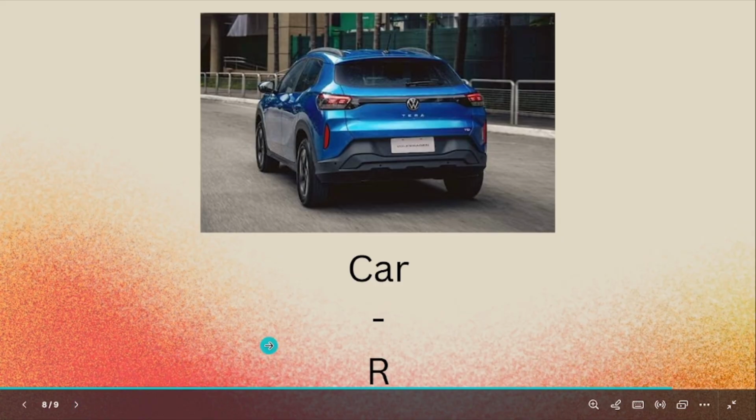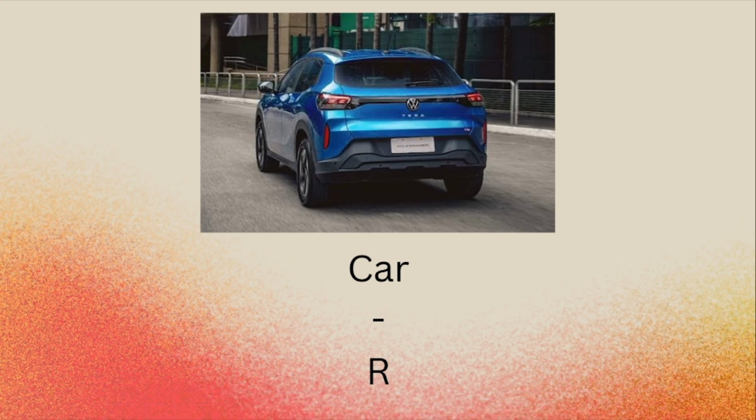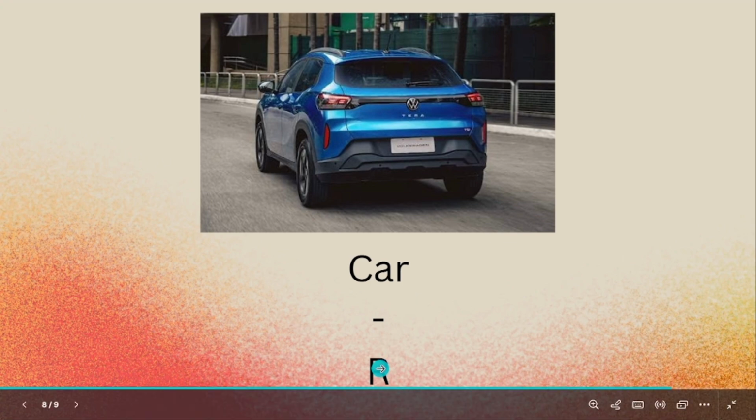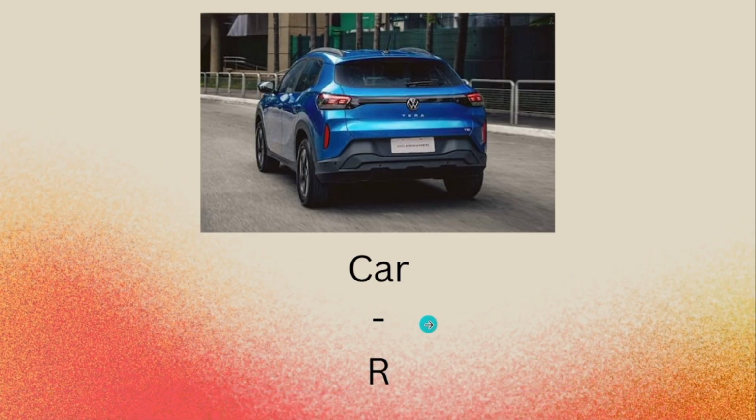And the last sound is what we call the car sound, which is pronounced just like the letter R, which is the only letter in the alphabet that uses this phonetic sound.